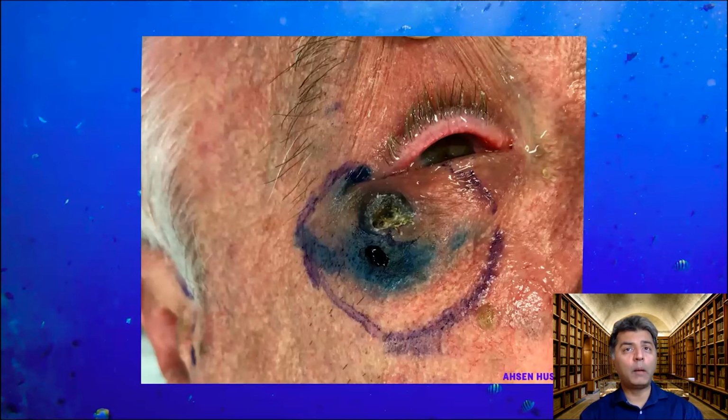And then follow up, the rate of recurrence after a complete excision is between 1 and up to 25%. So the patient should be followed every 3 months in the first year, and then every 6 months for the second year, and up to 5 years they should be seen.